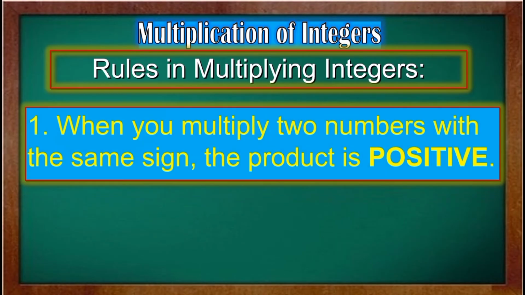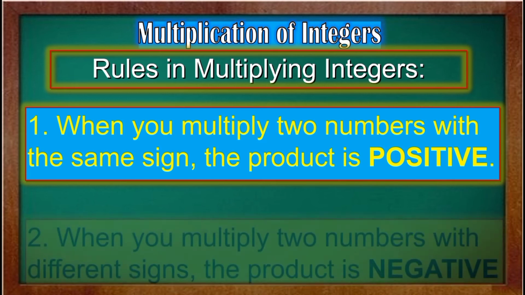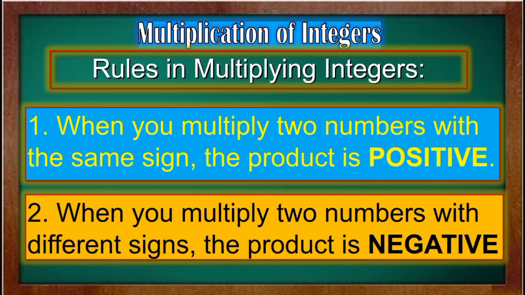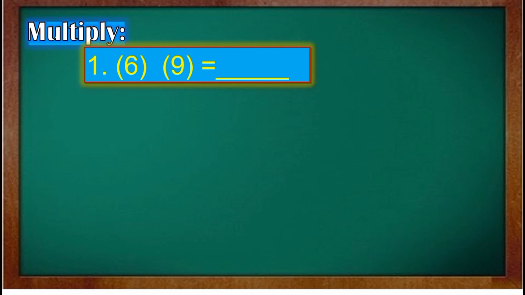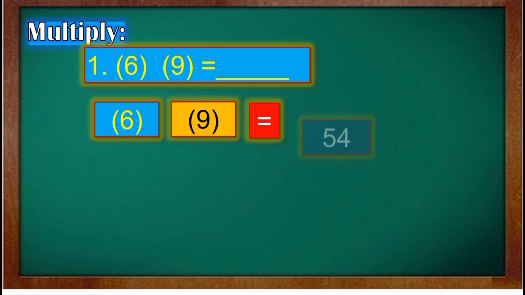Rule number 1. When you multiply two numbers with the same sign, the product is positive. Rule number 2. When you multiply two numbers with different signs, the product is negative. For example, multiply positive 6 and positive 9 is equal to positive 54. Why? The product is positive because the signs of the factors are the same.